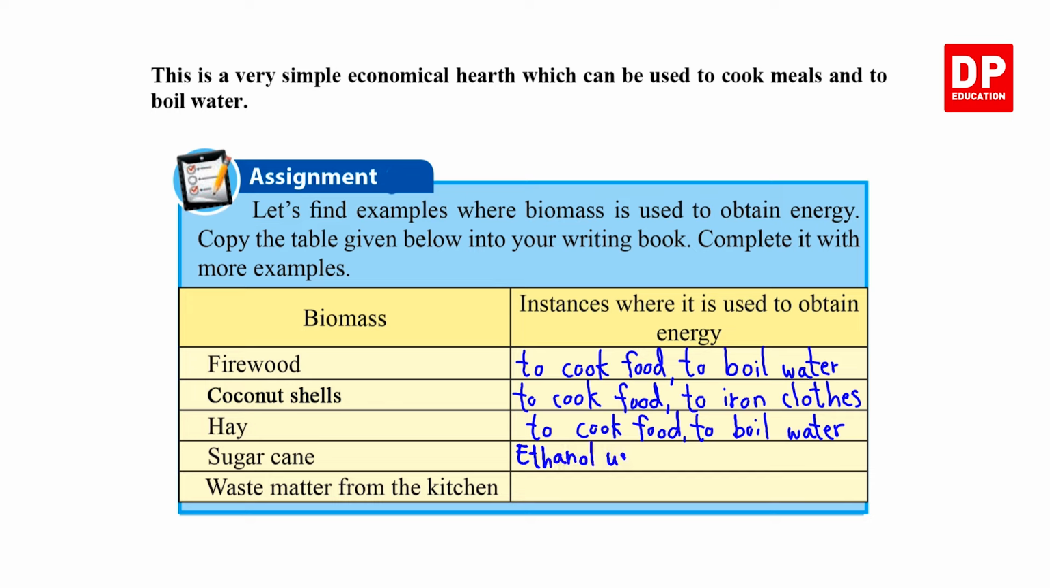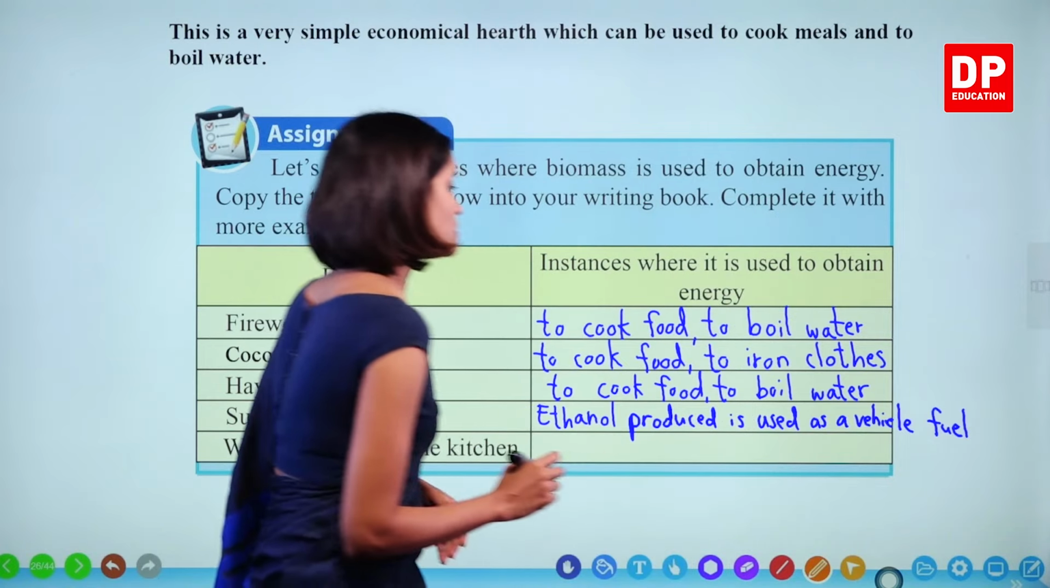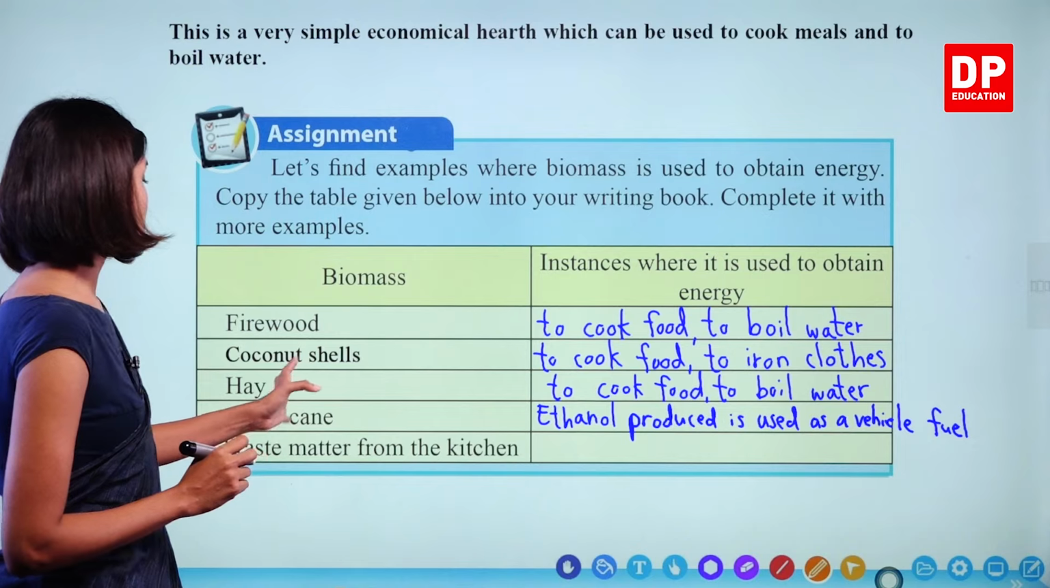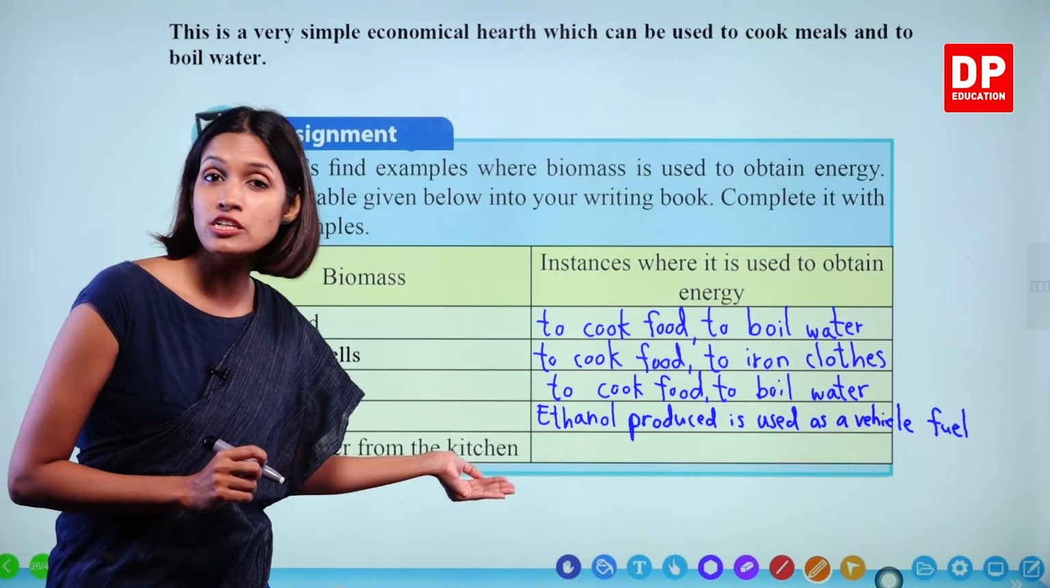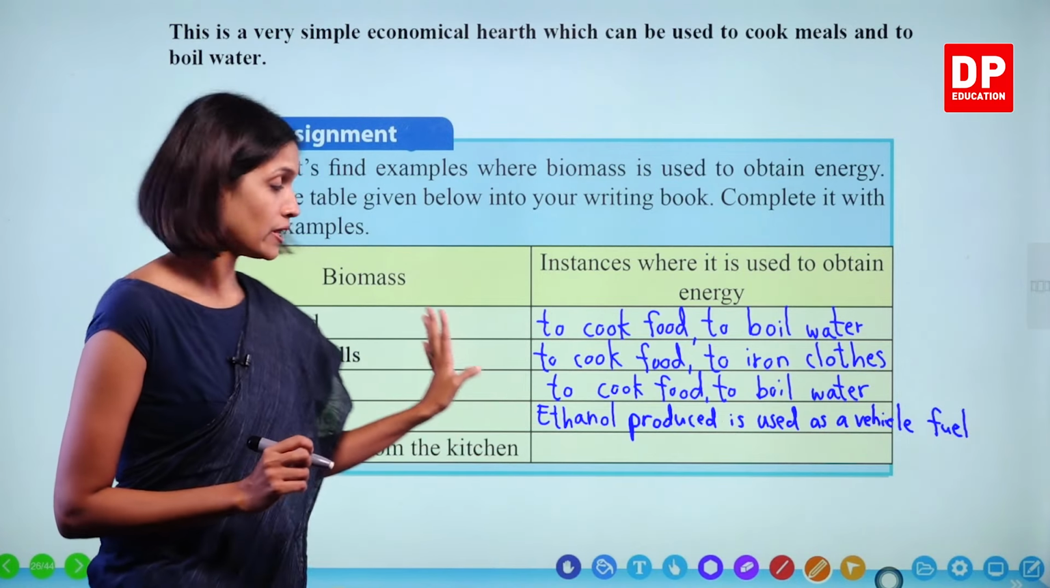Ethanol produced is used as a vehicle fuel, right? So sugarcane can be used to produce a type of alcohol called ethanol. So ethanol can be used as a vehicle fuel, okay?